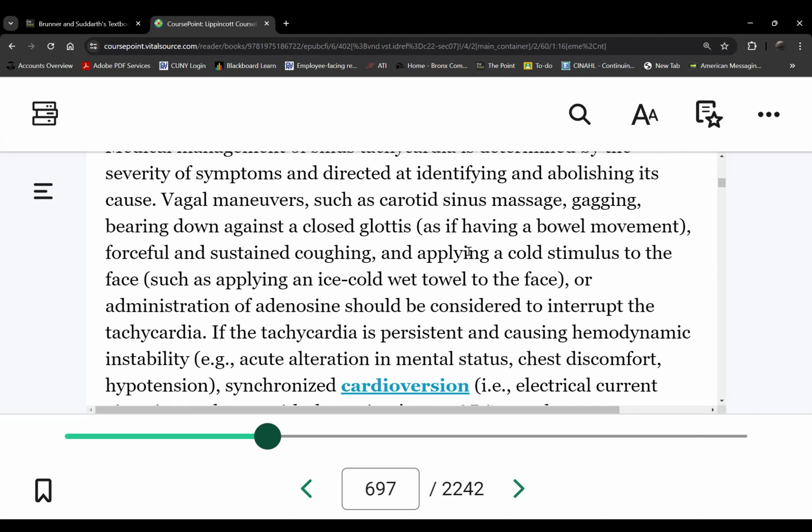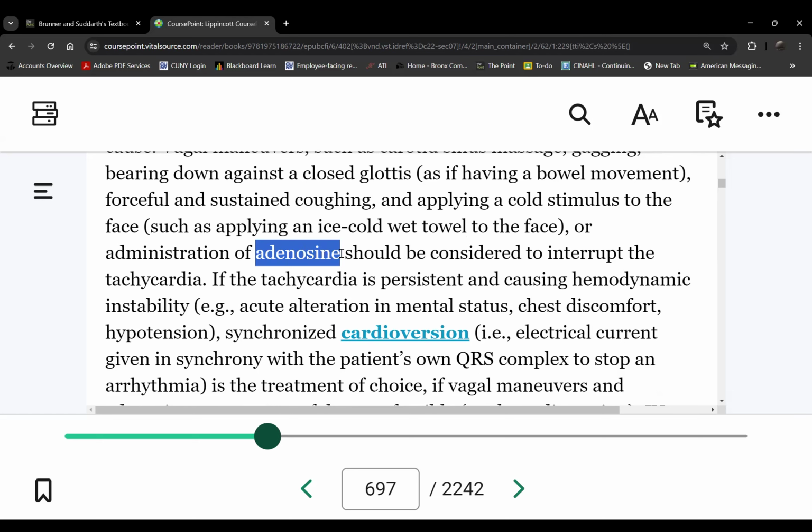Vagal maneuvers can be carotid sinus massage, meaning they'll massage the carotid one at a time. Or they'll give the patient a straw and have them blow through it. If not a straw, they'll give them a 10 ml syringe, an empty syringe, and have them blow into it. It simulates blowing. Another option is the medication adenosine, right here. Adenosine is effective for sinus tachycardia as well as supraventricular tachycardia.